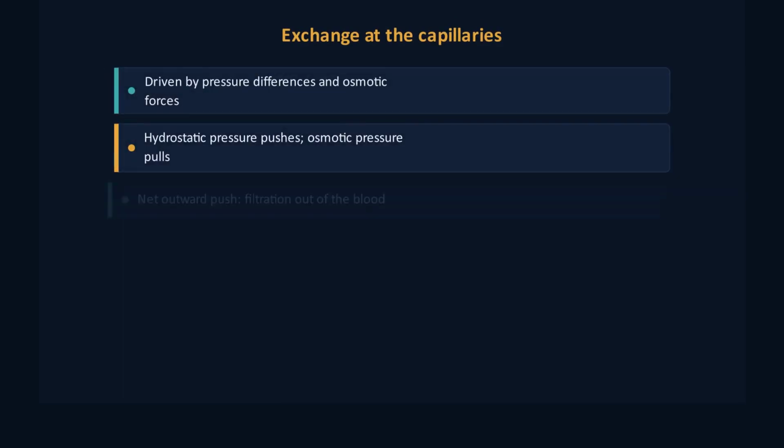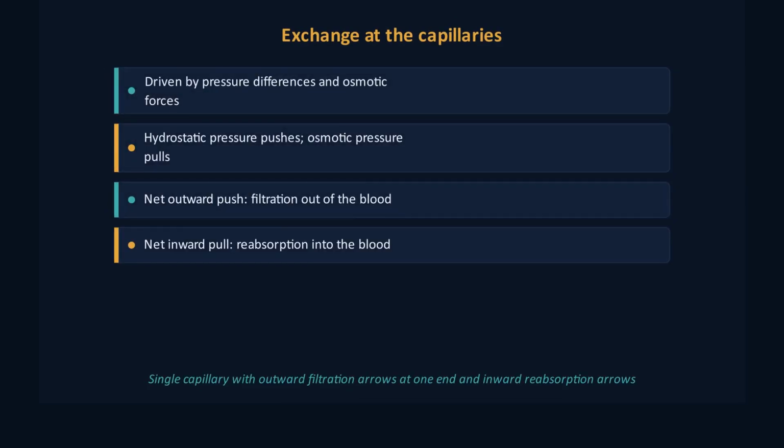Now zoom right in, to the tiniest vessels, where the whole point of the system is finally realized: the exchange of substances between blood and tissue. This is capillary exchange, and it is governed by a tug of war between 2 kinds of force. On one side is hydrostatic pressure, the physical pressure of the fluid.